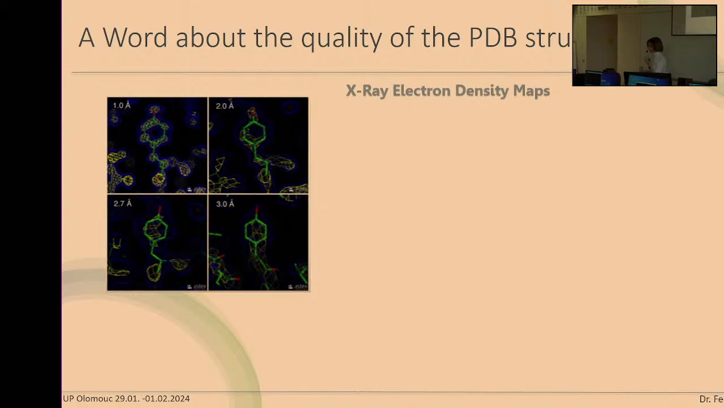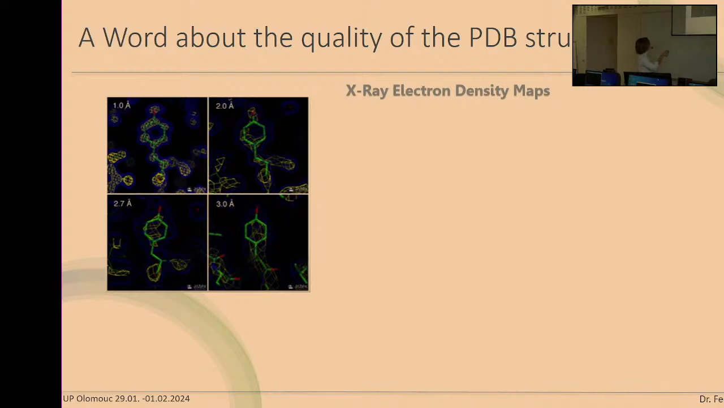But even when we have available crystal structures, we will have a problem. Maybe it's not clear now, but I will explain that. When we use a crystal structure, we have to check the electron density map of the target. By looking at the X-ray electron density map, we can see the quality of our model. And we can see the resolution of our X-ray structures.